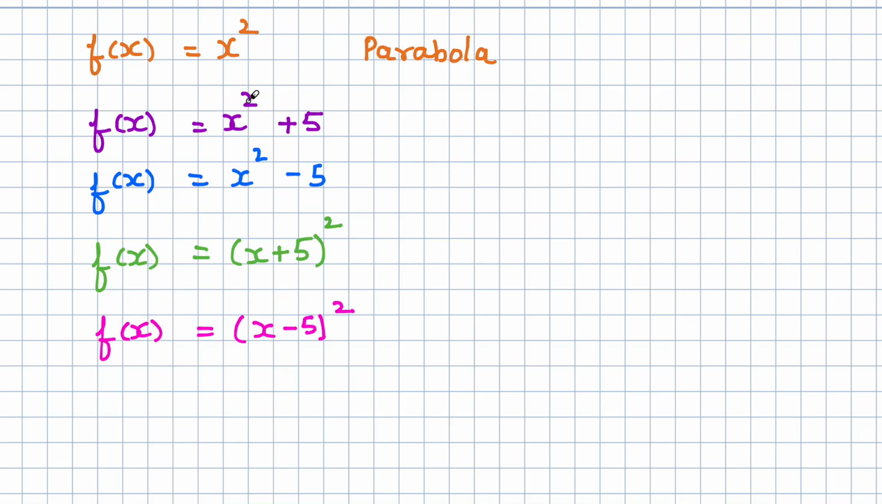Now let's see what changes we have made. First is x squared. In the second one I have added 5 as a constant. In the third one I have subtracted 5 as a constant. That means a number other than the variable x. In the green one, I have added 5 within the square, and in the pink one, I have subtracted 5 within the square. Now let's see what all of this is doing.